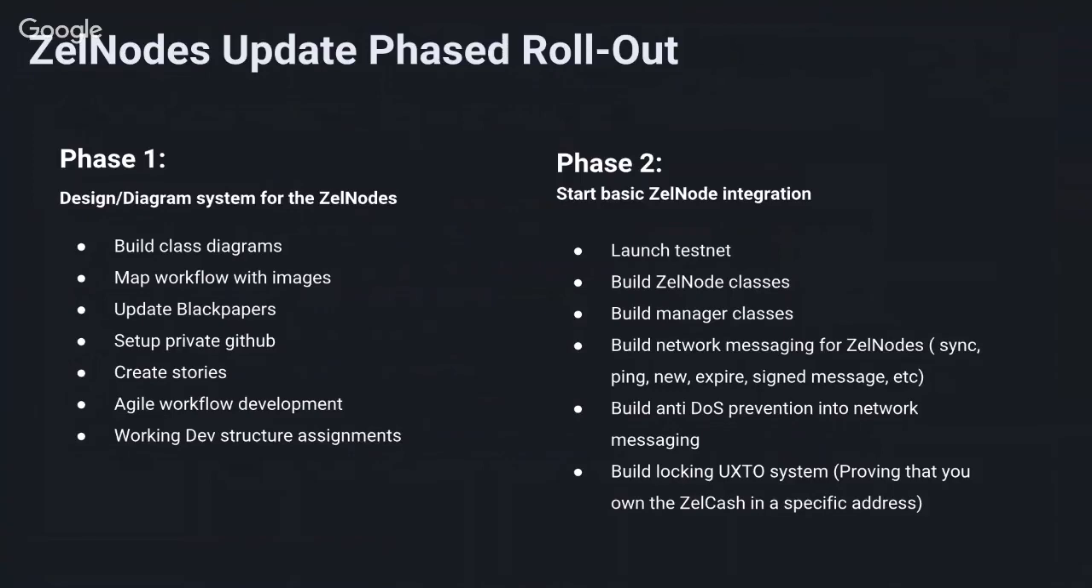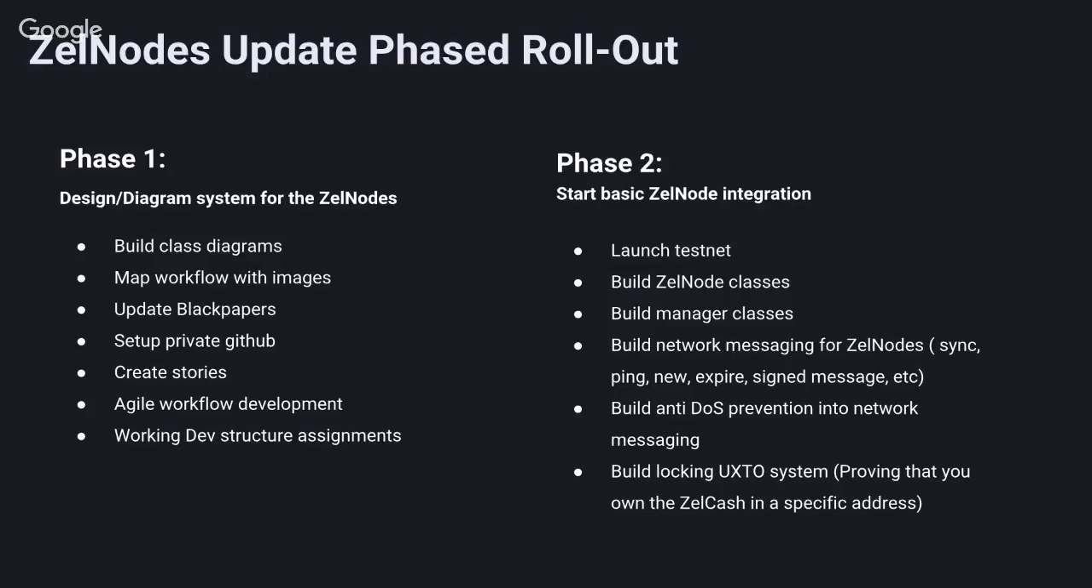We have set up a private GitHub repository. We are also creating our stories, our agile workflow, to ensure that we are working together effectively and that these different parts of the project are being met, with a working dev structure with assignments. As I alluded to earlier, we now have an additional 2 to 3 devs that we've partnered with from the community or otherwise, to continue developing this, and also Trunk and Miles and Lumi and everyone else as well. So phase 2 would be the start of the basic node integration.